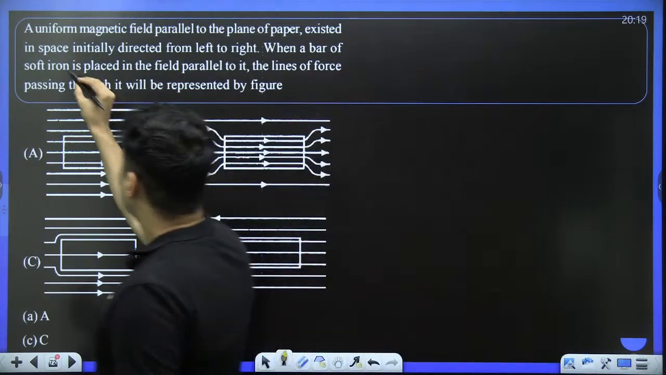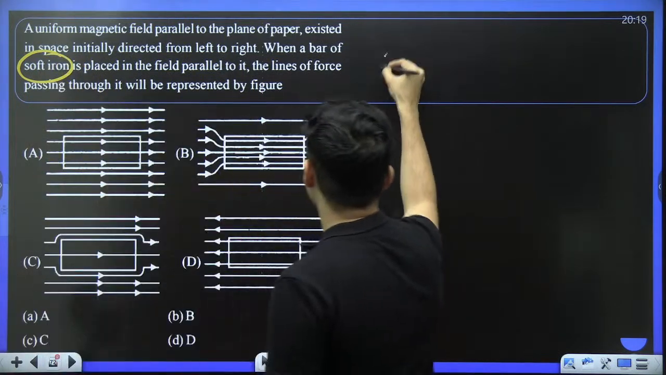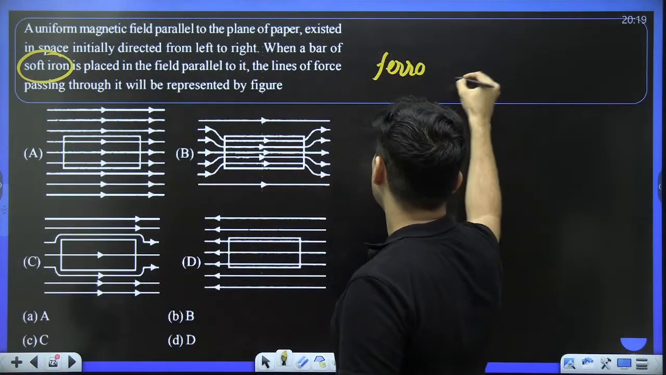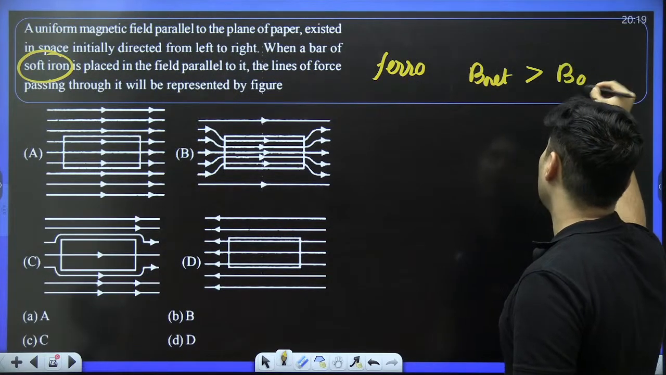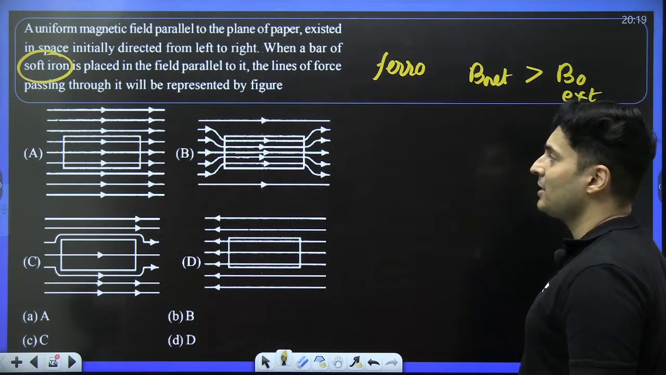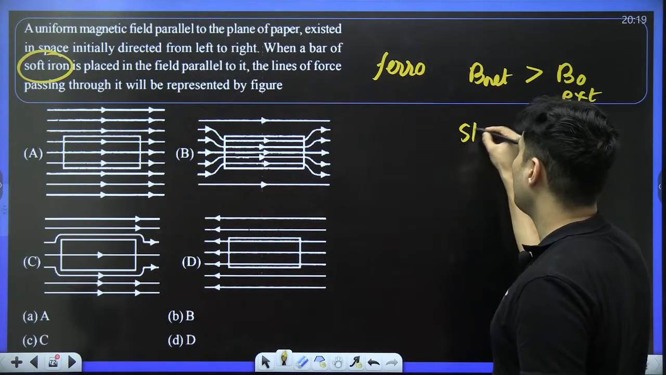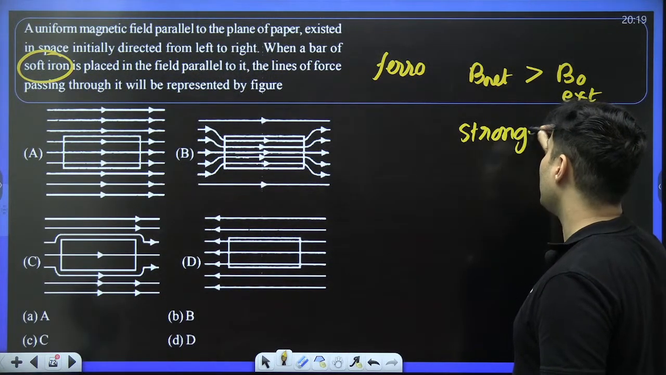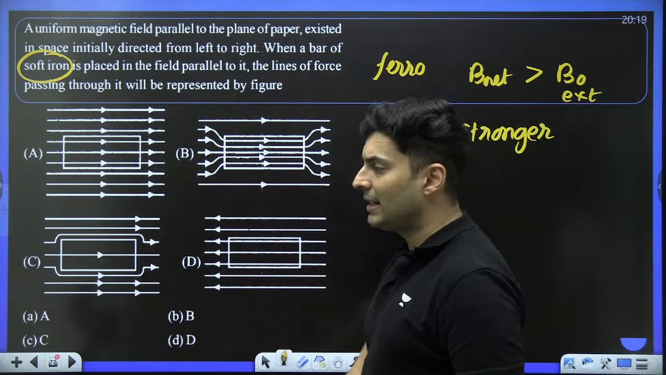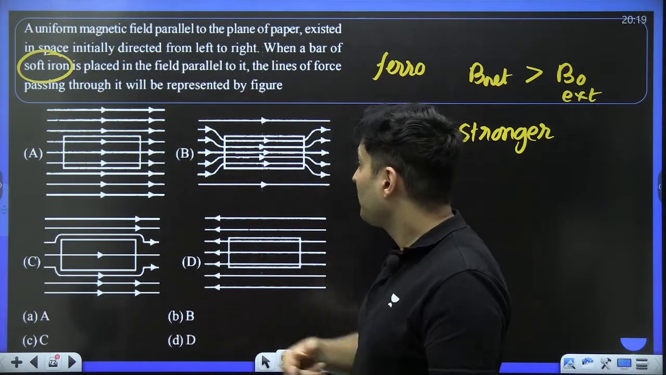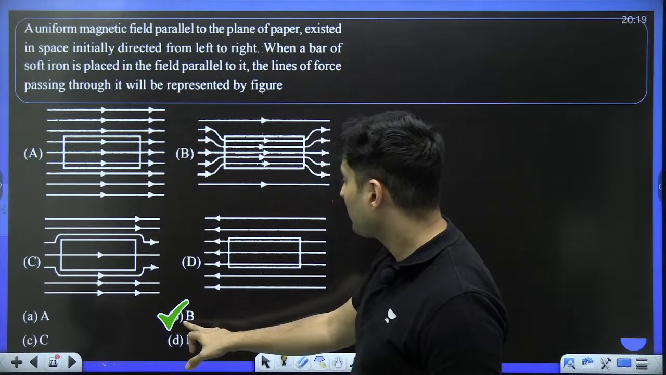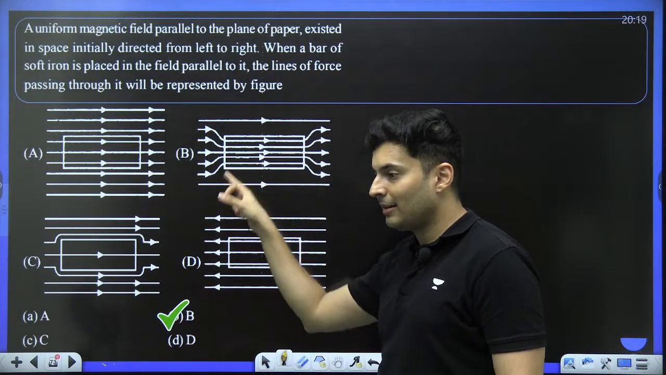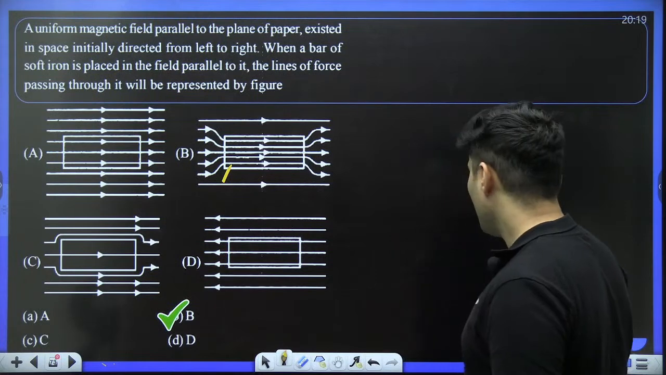Like you can see, soft iron. Soft iron is a ferromagnetic material. So the net magnetic field will be more than the external field. That means it will become stronger inside the material. So this should be the correct graph. Option B. Yes, option B should be the correct graph. Very good.